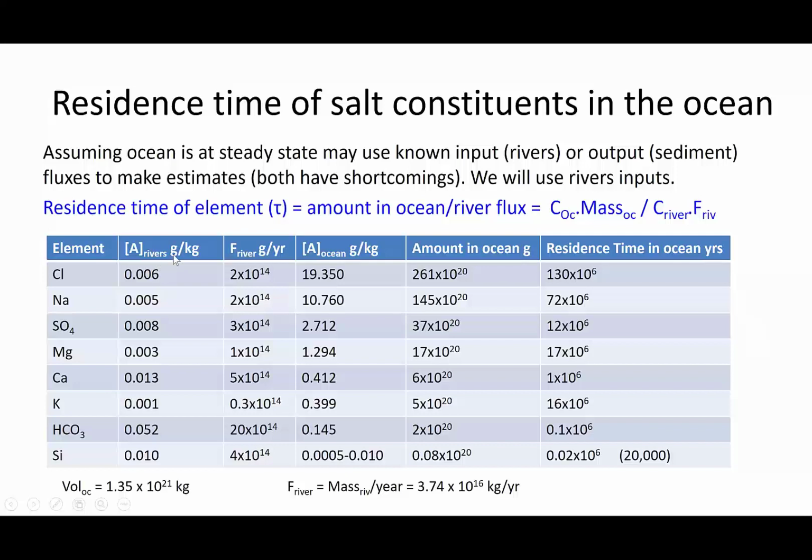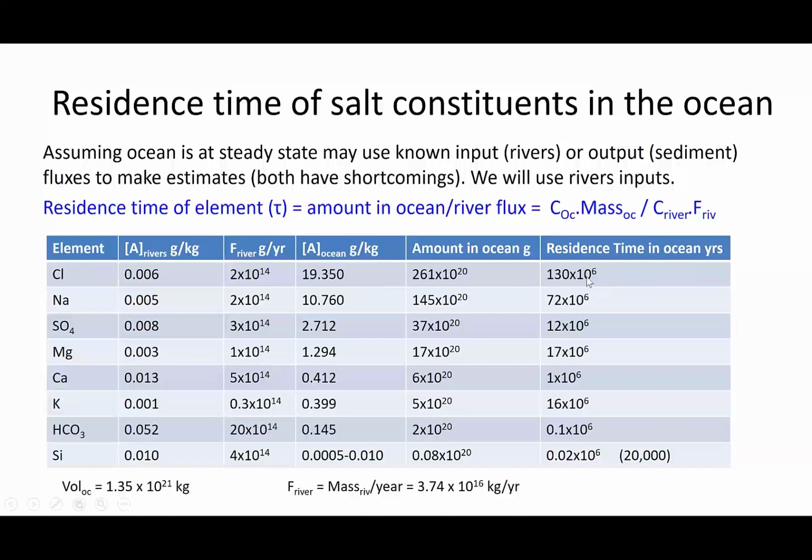So combining our concentration of element A, these square brackets represent concentration. There's a concentration in the rivers, this value here. They're in this column here. We have the concentration in the ocean. So the element A, square brackets, gives the concentration in grams per kilogram in the ocean. And that's these values here. You can see that these are much smaller values than these in grams per kilogram. And then we multiply these concentrations by the mass and the river flux, mass of the ocean and river flux respectively, and do this calculation. And we come up with numbers like this.